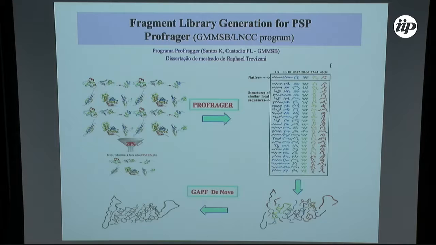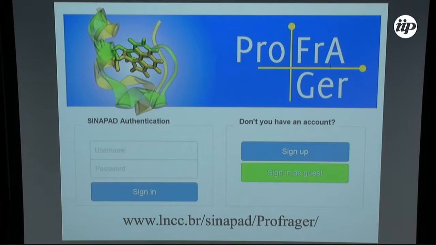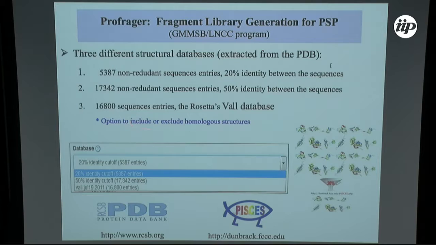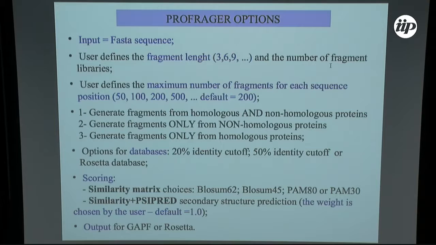Here's the site. We have a website for this fragment library generation. We have three databases: one with sequences with 20% identity between them, another with 50% identity between the sequences, and we also have the Rosetta Vall database in ProFrag. We can generate libraries with fragment lengths 3, 6, 9, 10, 11, and a variable number of fragments. The user defines the maximum number of fragments for each sequence position: 50, 100, 200; the default is 200.